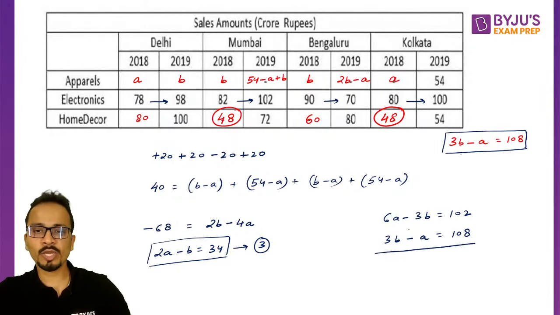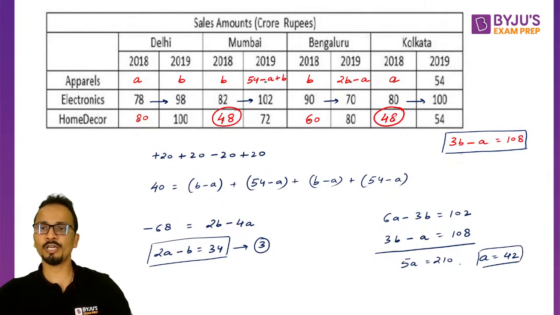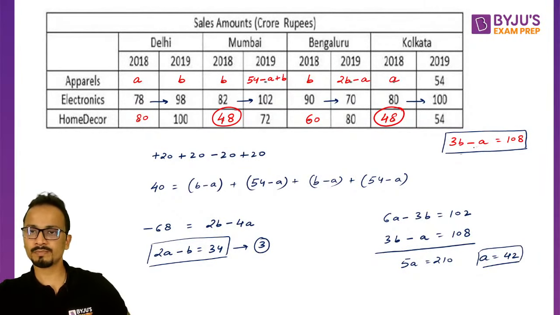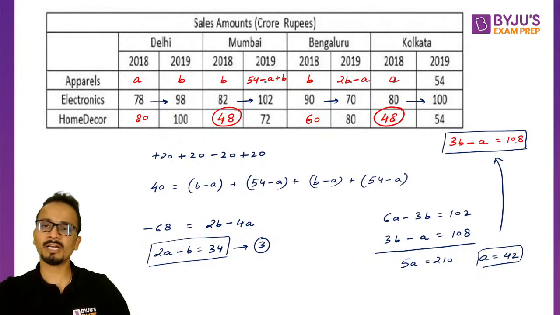Now adding these two equations, 3b will get cancelled, 6a minus a, that is 5a, is equal to 210. So the value of a is 42. All right, so the value of a is found, 42. Put the value of a in this equation. So 42 plus 108 is 150, 150 upon 3. So the value of b will come out to be 50.